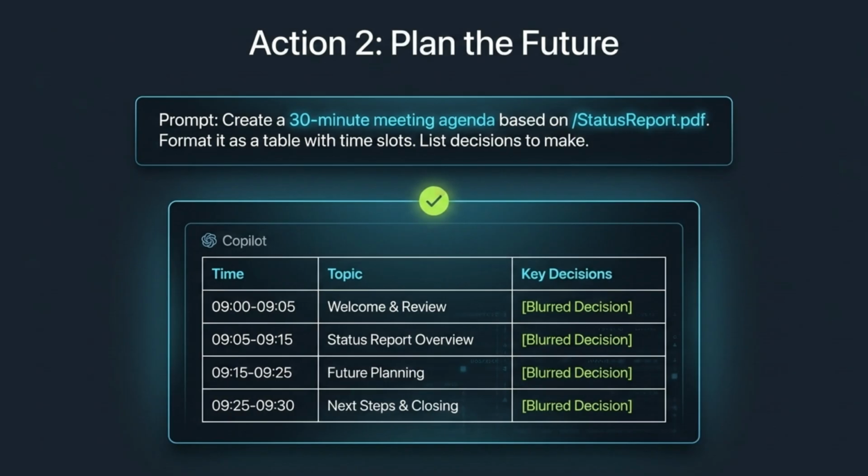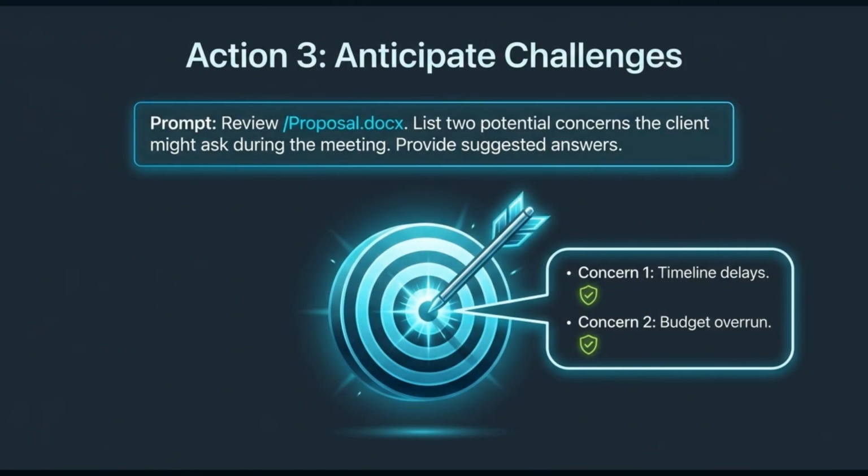Action 2 is planning the future. You can ask Copilot to draft a structured meeting agenda as a table, complete with time slots and key decisions to be made. Finally, use Copilot to anticipate challenges. By reviewing your proposals, Copilot can help identify potential client concerns and suggest effective ways to address them.